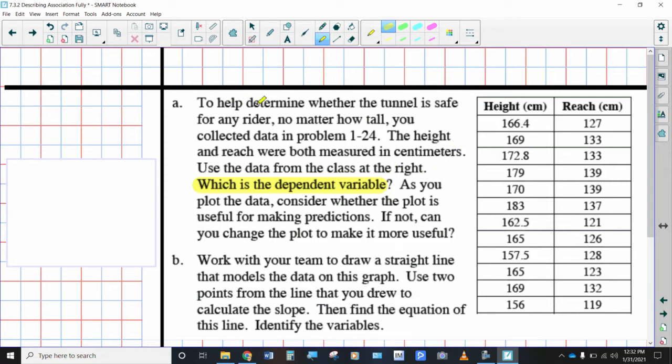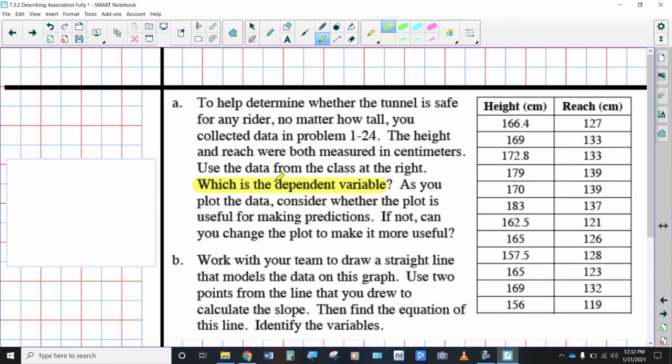Okay, so to help determine whether the tunnel is safe for any rider, no matter how tall, you collect data in problem 24. Okay, so this is not the data that we used, but this is data that could have been used in our class. Height and reach were both measured in centimeters. Use the data from the class at the right.